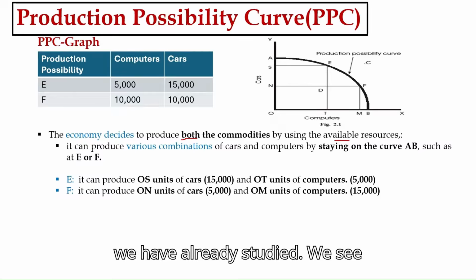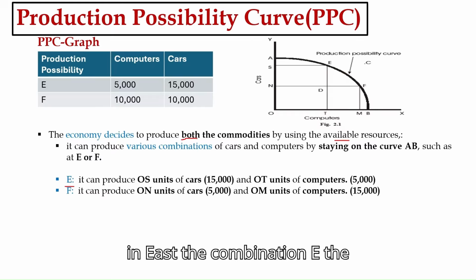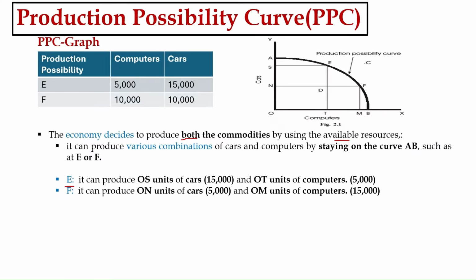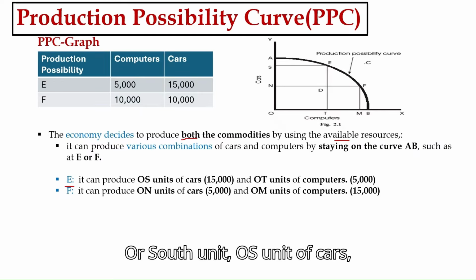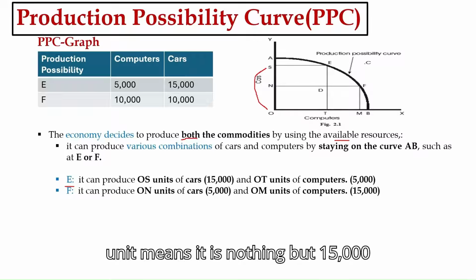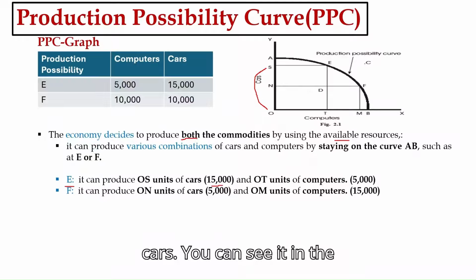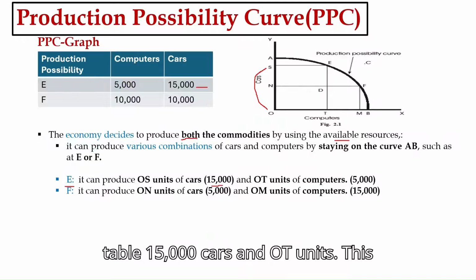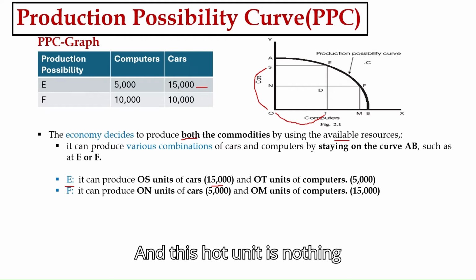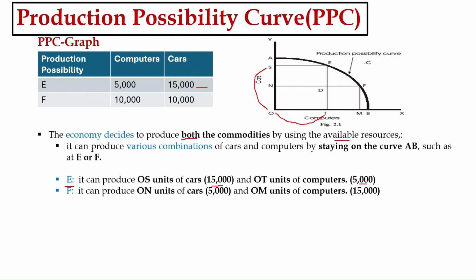We see in combination E, the economy produces OS units of cars. Here OS units means 15,000 cars. You can see it in the table, 15,000 cars. And OT units, this is my OT units, and this OT unit is nothing but 5,000 computers.